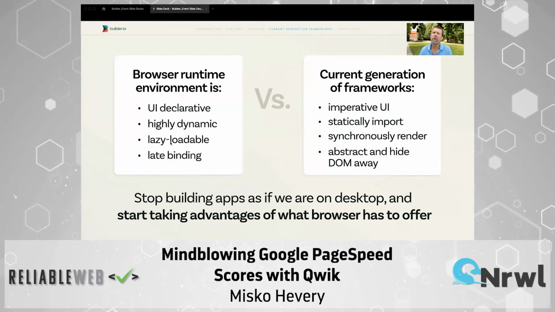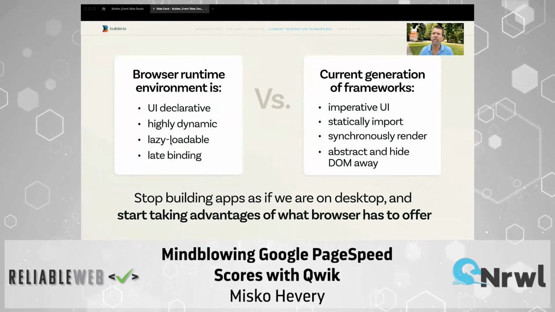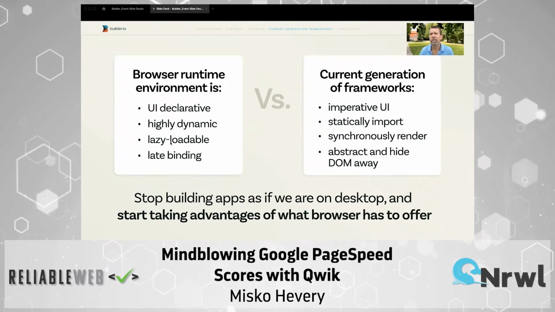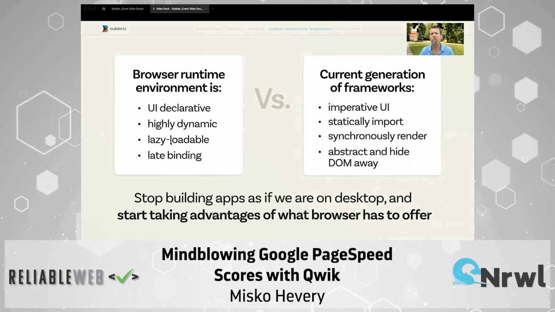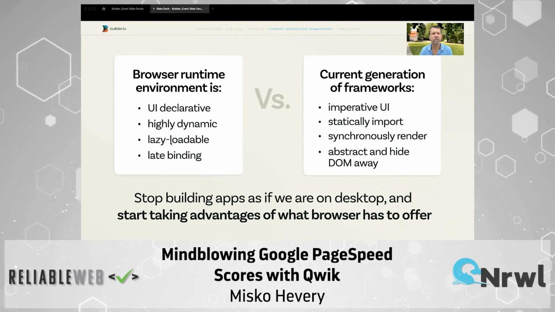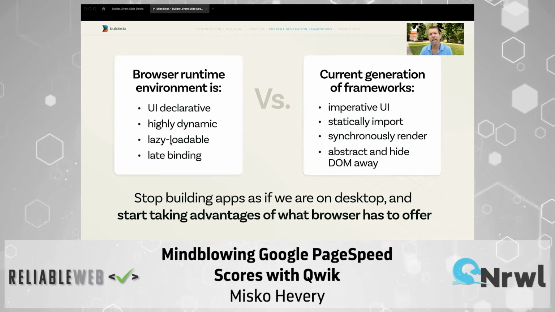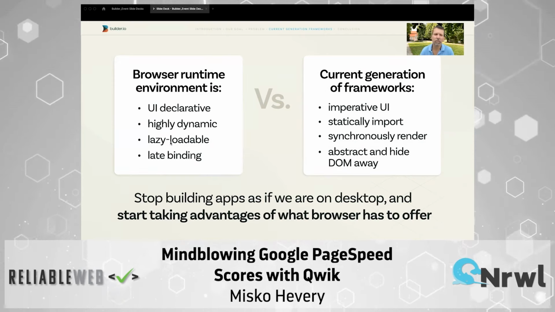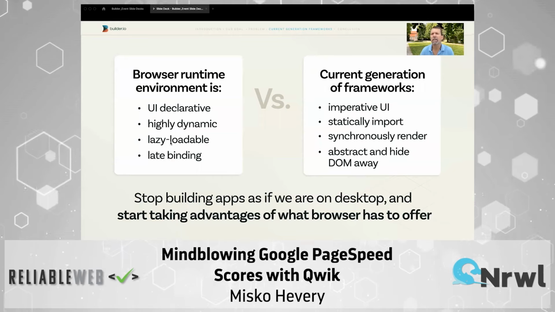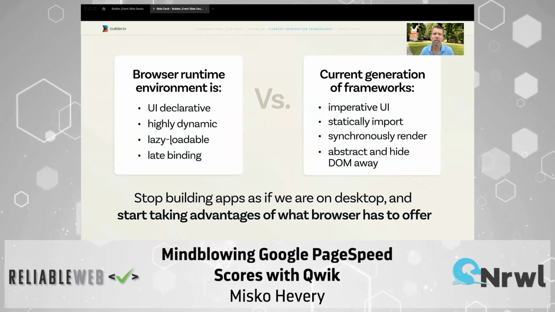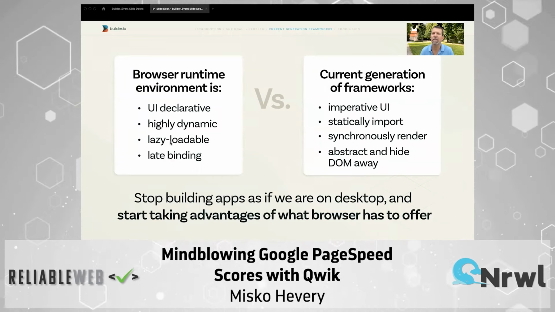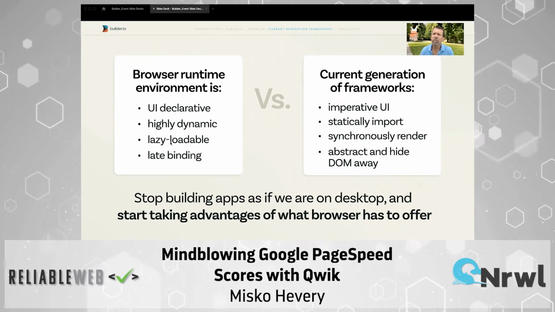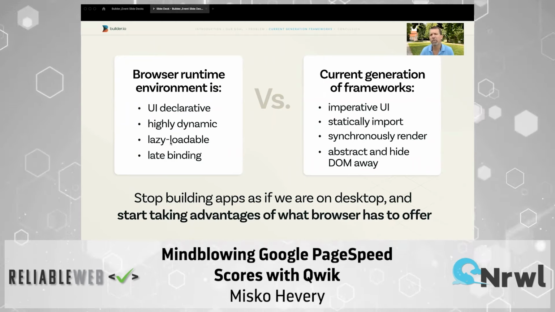So one of the things I think we got wrong as the industry is that browsers are not desktop applications. And yet we tend to build our applications as if we are in a desktop world. Browsers have UI which is declarative through HTML, right? They're highly dynamic. They have a very rich, lazy loading system, and they have all kinds of late binding mechanisms that exist. Whereas the current generation frameworks really have imperative UIs.